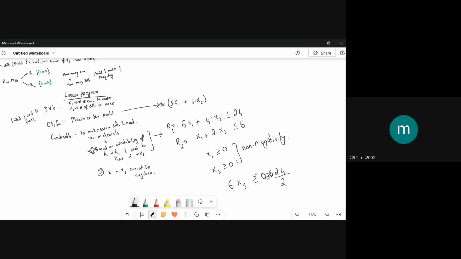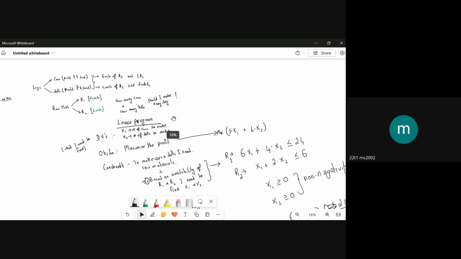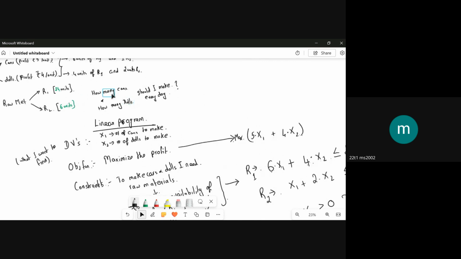So what drives a primal is what question is being asked. Here, the question that is asked is how many cars I should produce and how many dolls I should produce. So this is the primal, because x1 corresponds to the number of cars that I should make and x2 corresponds to the number of dolls that I should make. That is why it's called the primal, because my decision variables directly answer the question that I am targeting. For someone else, when I formulate the dual, I will tell you why the dual will be the primal for someone else, and this would become the dual for that guy, right? But that is what drives the primal.